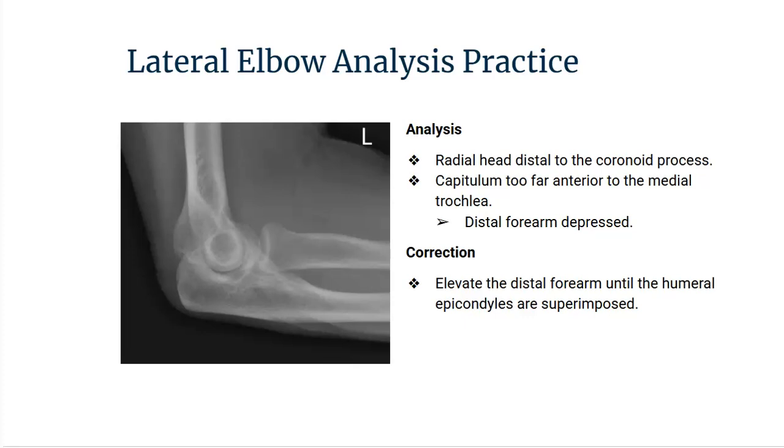In this case, the position of the radial head is actually distal to the coronoid process, and the capitulum is too far anterior to the medial trochlea. This should indicate to you that the humerus is in the same plane. However, that distal forearm is depressed. The hand is lower than the elbow. In order to correct this imaging error, we need to elevate that distal forearm until the humeral epicondyles are superimposed.